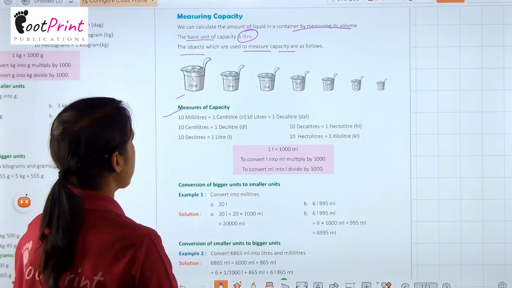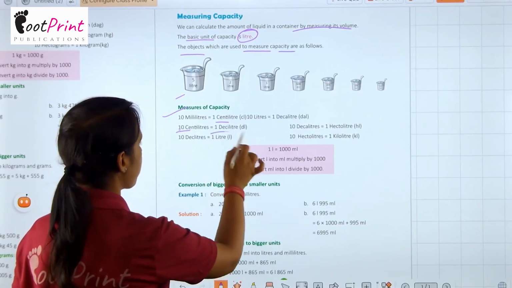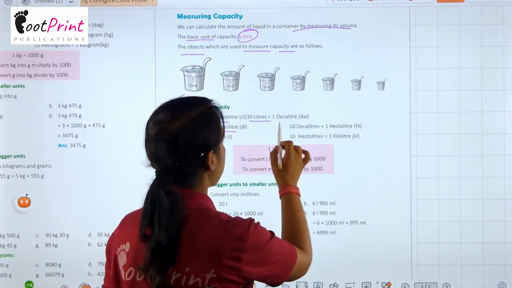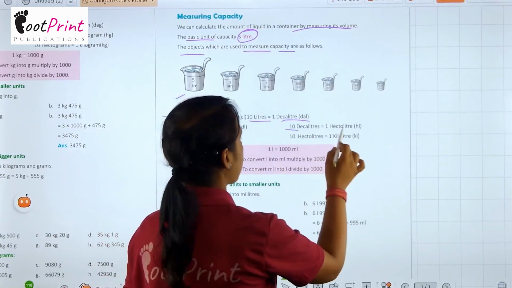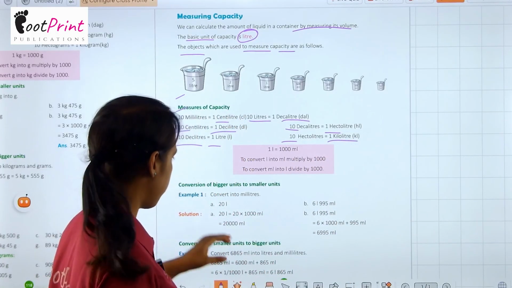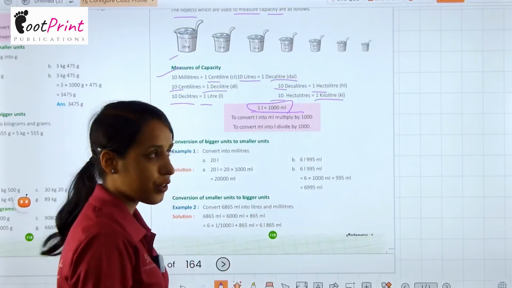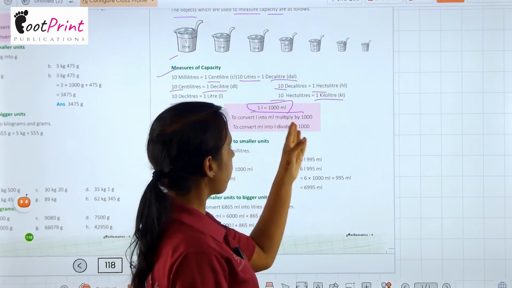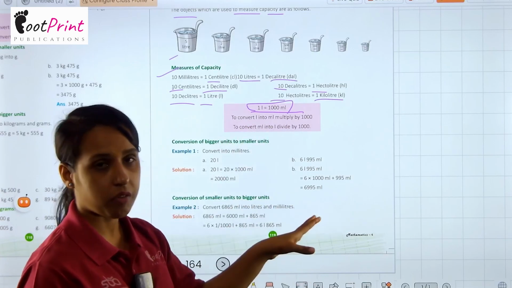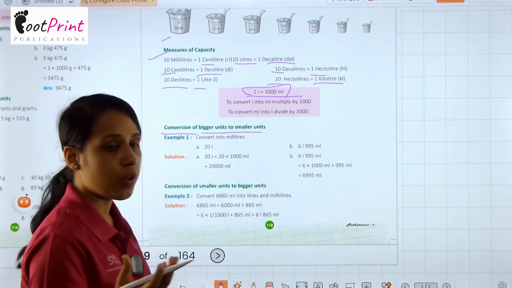Okay, measures of capacity: 10 milliliter equals 1 centiliter, 10 centiliter equals 1 deciliter, 10 deciliter equals 1 liter, and 10 liter equals 1 decaliter. 10 decaliters equals 1 hectoliter, and 10 hectoliter equals 1 kiloliter. Here we know that 1 liter equals 1000 milliliter. So to convert liter into milliliter, we will multiply it by 1000, and to convert milliliter into liter, we will divide it by 1000. Now we will learn conversion of bigger units to smaller units.